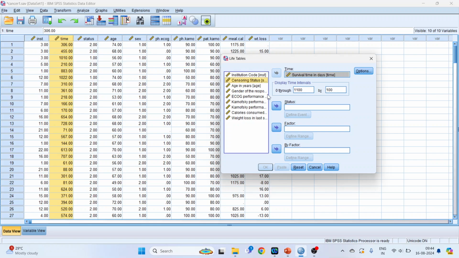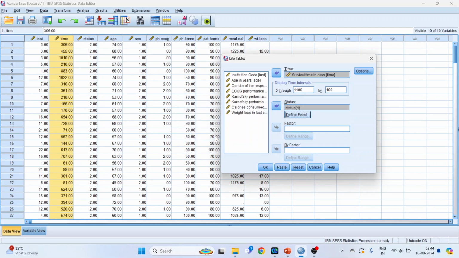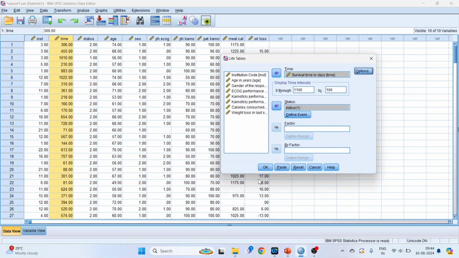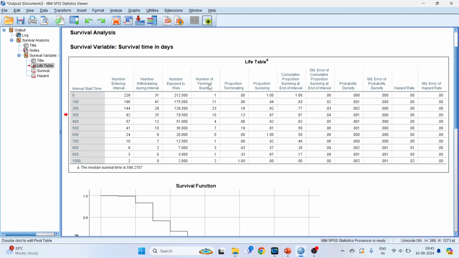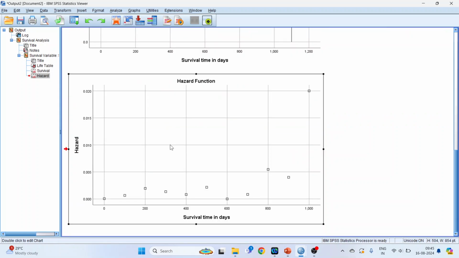Status, so censoring status, enter into status, define event, what we want to study. One is death. So what was our event of interest? 1, continue, and click on options, click on survival, hazard, continue, and click OK. So you got the output. So this is the life table, survival function, and the hazard function.